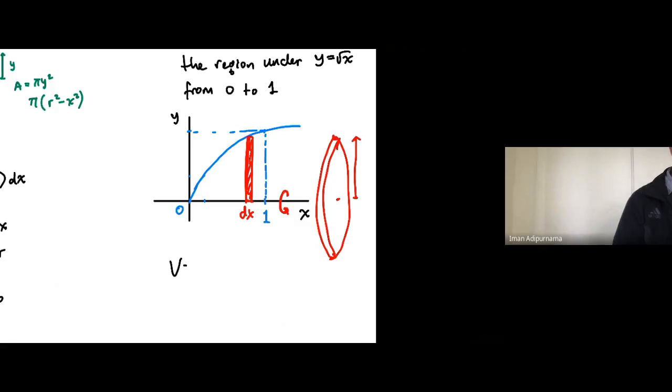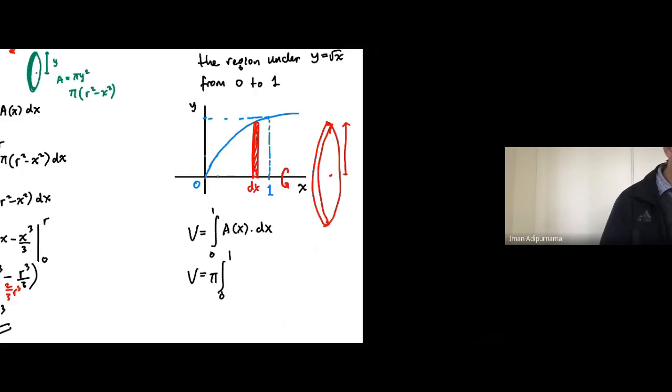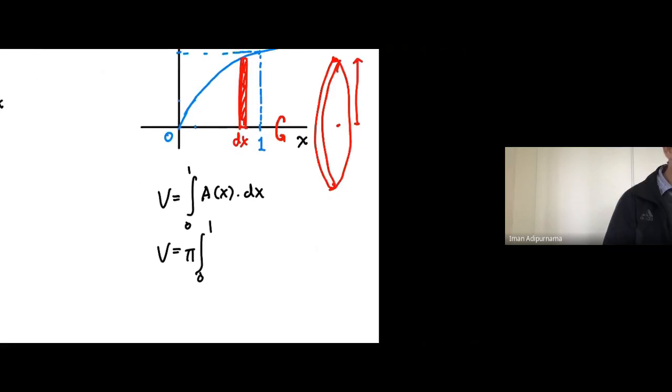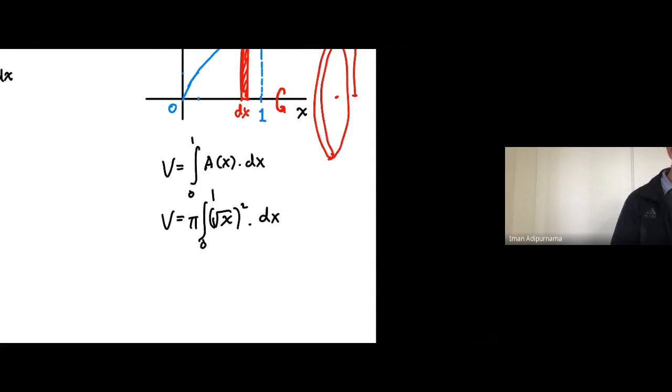Okay, then the volume is just the integration from 0 to 1. Let me write pi x dx. This is pi, and then the r will be this height, the function. So r will be the square root of x, squared, dx. So volume is pi, integral of x dx, and it should be pi times one half. So this should be pi over 2. Okay.